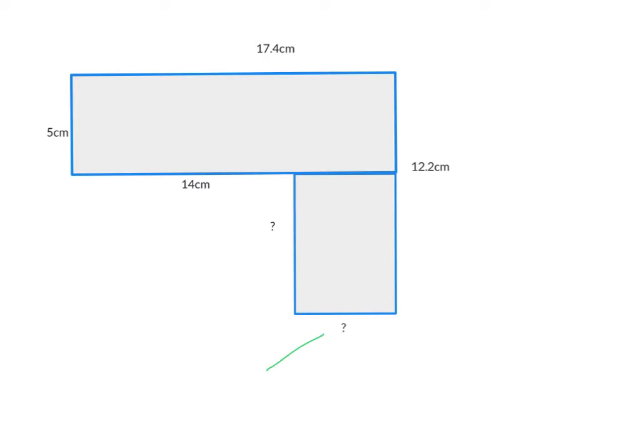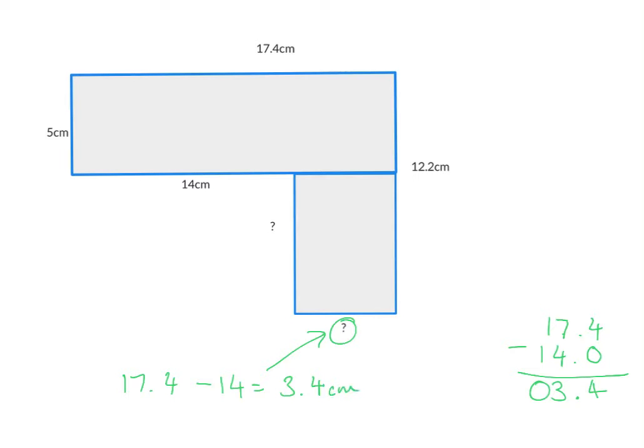Okay, so here you should have done 17.4, take away 14, which equals, just going to show you on a place value grid, take away 14. So make sure that it's lined up. You can put your 0 there. 4 take away 0 is 4, 7 take away 4, 3, 1 take away 1, 0. So that's 3.4, that was that missing side, centimetres.